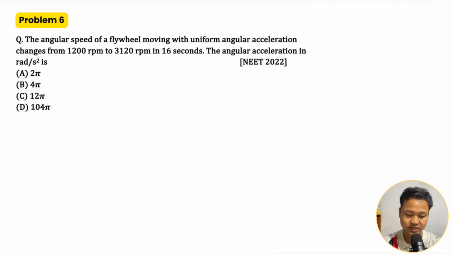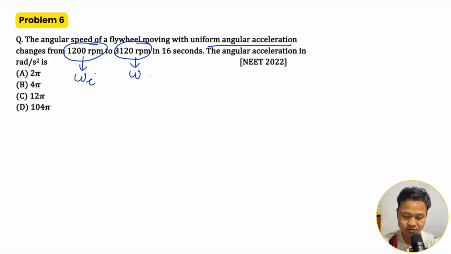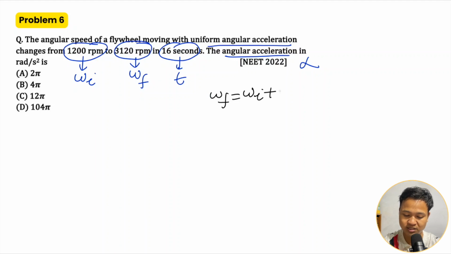So the angular speed omega of a moving flywheel with uniform angular acceleration alpha changes from the initial angular velocity to the final angular velocity over a given time. We have to find the angular acceleration alpha, so here we're going to apply the equation omega final equals omega initial plus alpha into t.